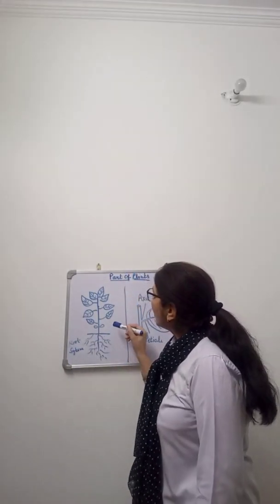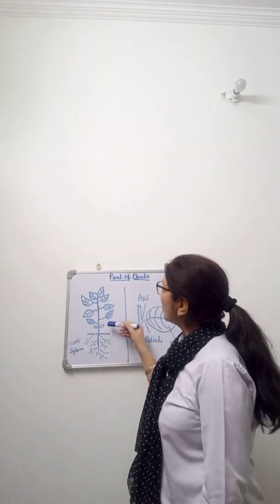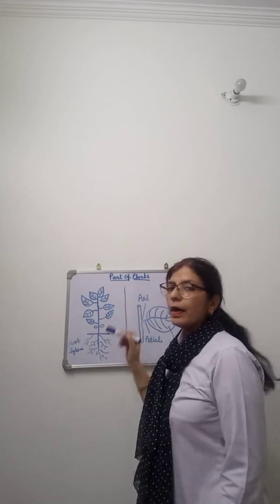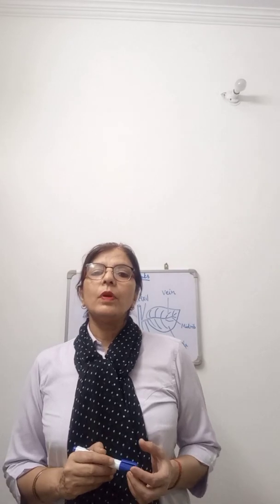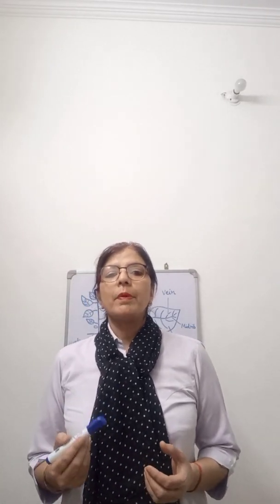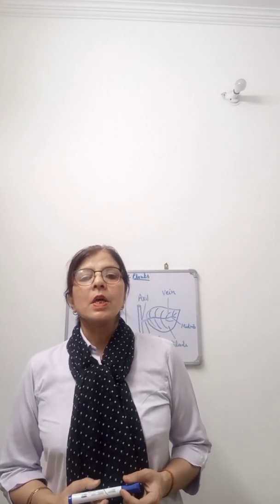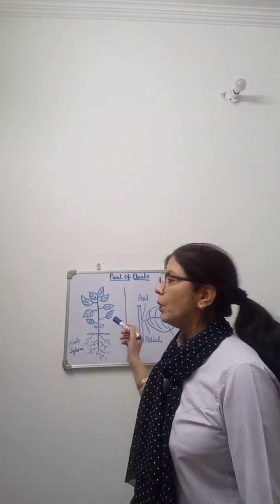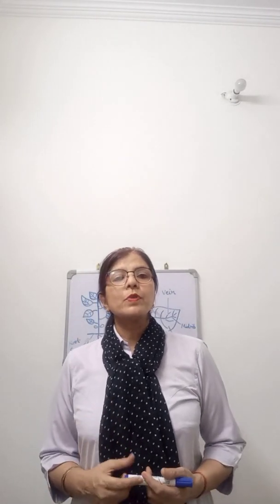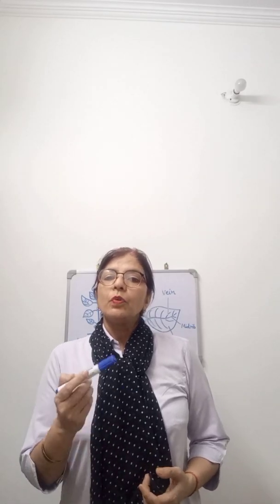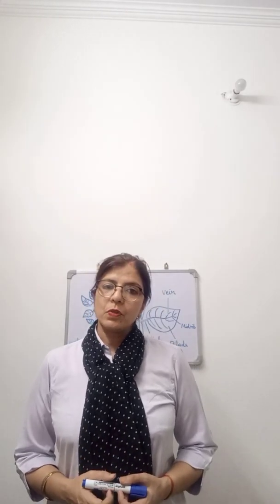The root system always grows below the ground and the shoot system always grows above the ground. Is that clear? The shoot system consists of stem, leaves, flowers, fruits and seeds. Okay, this is a shoot system. And students, there are two types of root system: the taproot and the fibrous root.